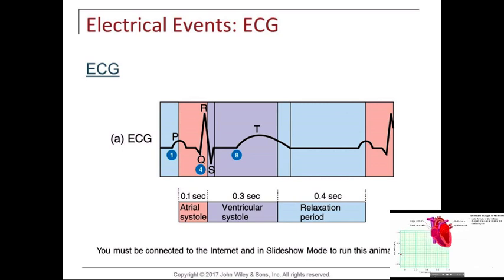Electrical changes during the cardiac cycle can be seen on an electrocardiogram, or ECG. Electrodes placed on the skin detect changes in the heart's electrical activity. The P wave indicates atrial excitation. The QRS wave indicates ventricular excitation. The T wave indicates the end of ventricular excitation.